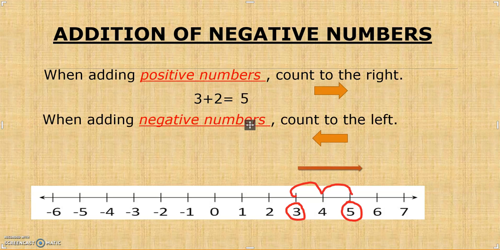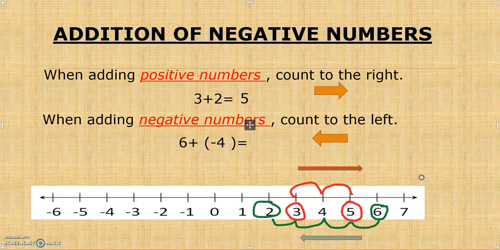But when adding negative numbers, we count to the left. This is the opposite direction of positive numbers. For example, we have 6 plus negative 4. Just ignore the sign and follow the rule that adding negative numbers means counting to the left. So just focus on the given numbers, 6 and 4. Here we have 6 and we count to the left by 4. So the answer is 2. So 6 plus negative 4 is 2.